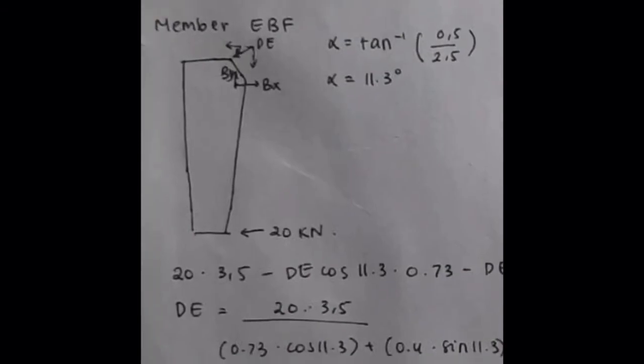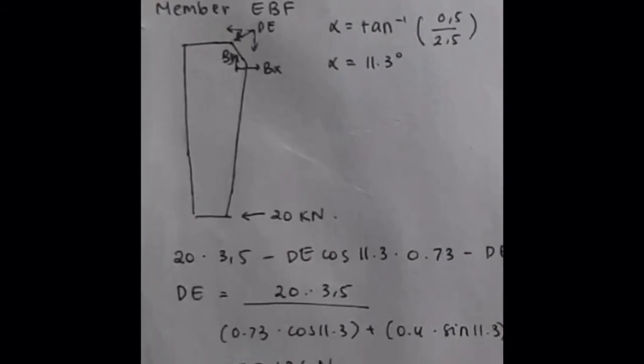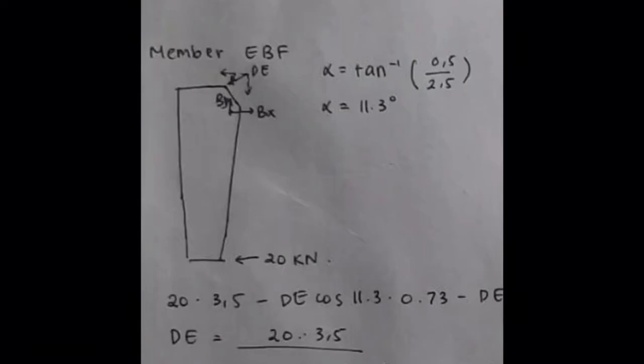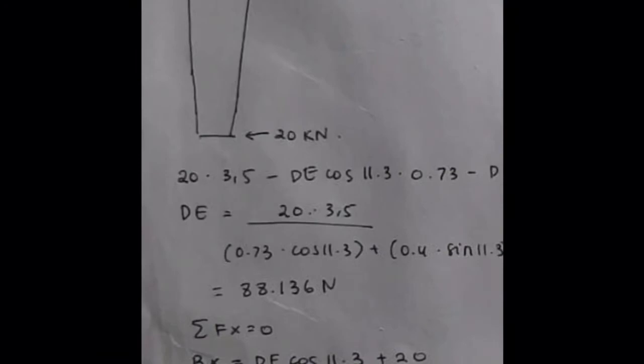From the member ABF, we can get the theta of the DA, because DA is a two-force member, so we can treat it as just one force. And then from the sigma moment equals 0 at point B, sorry, we didn't write this.